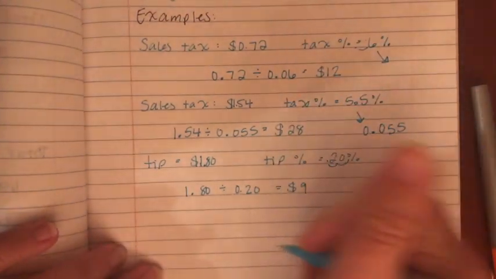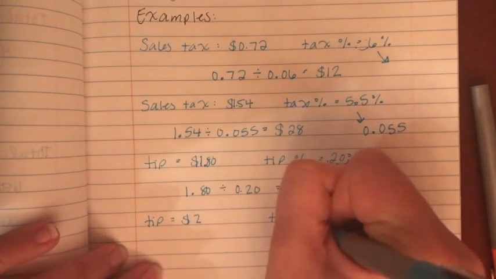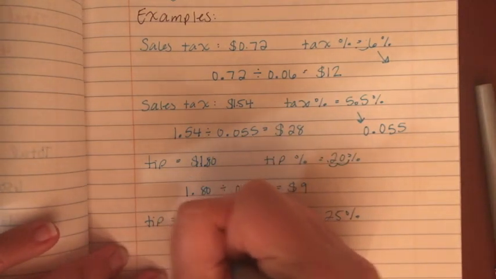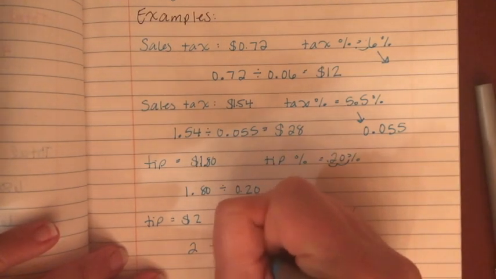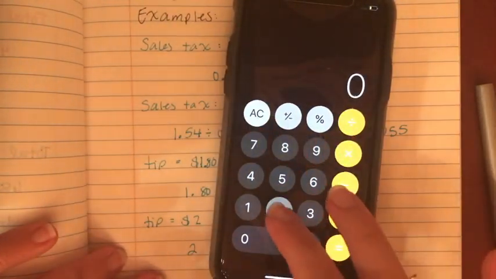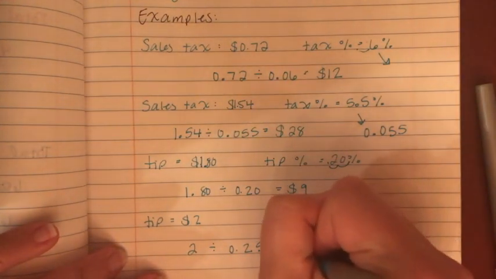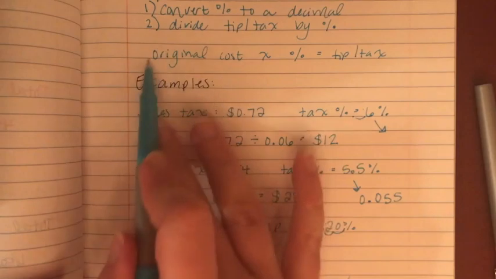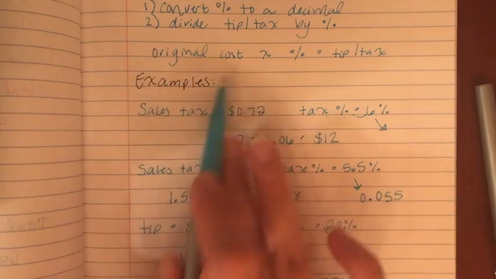Okay, last one. Let's say I left a tip of $2 and the tip percent that I left was 25%. Same step, 2 divided by 25% as a decimal. It's going to be 0.25. I get 8. So my original cost is $8. For these ones, again, you just work backwards to solve for the original cost. So it's going to be tip or tax divided by your percent, and that's going to give you the original cost of the item.